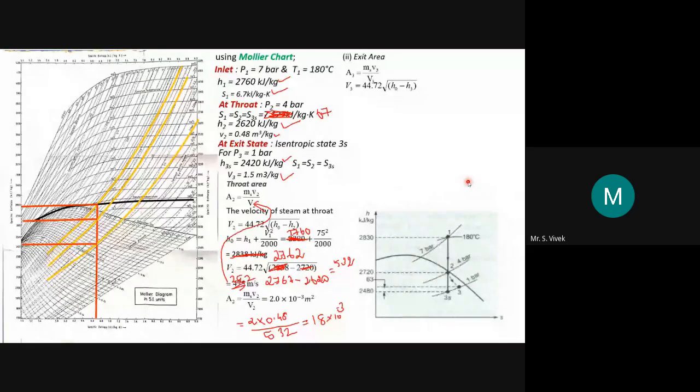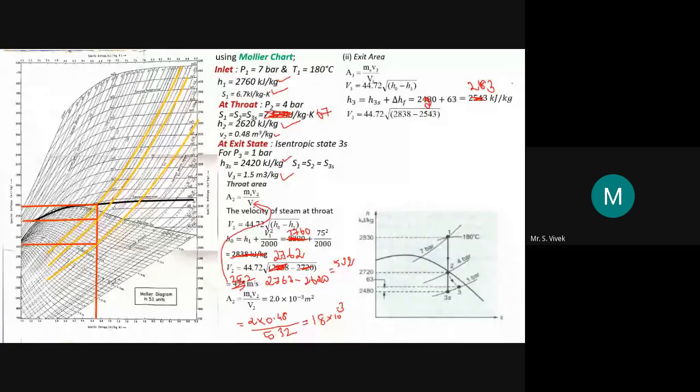Now next, H3 we have to find out. We are not having the H3 value, but we are having H3s. H3s is 2420 and delta HF is 63. Correct? So H3, what is the value we are getting? H3 is equal to 2420 plus 63, that is 2483. Correct? Okay.